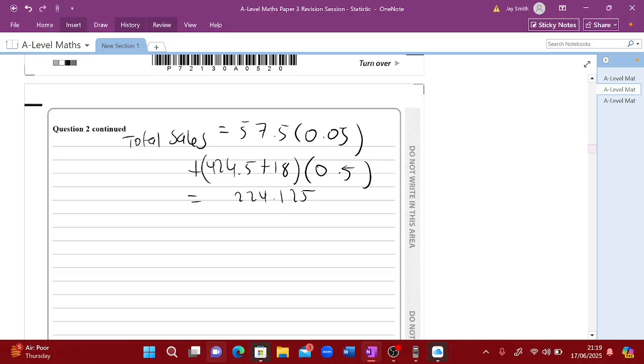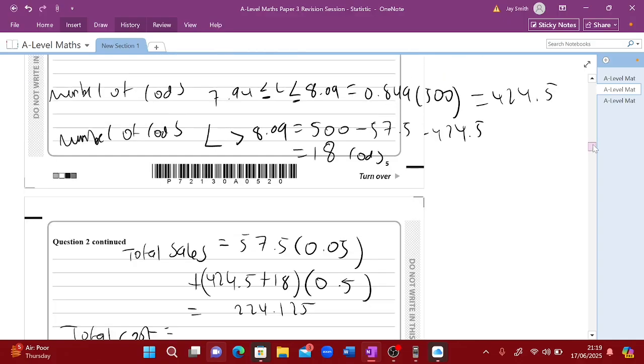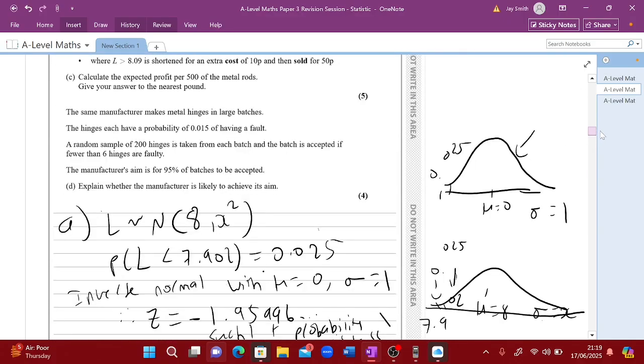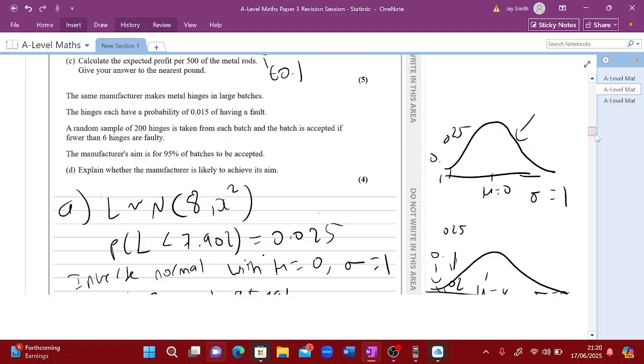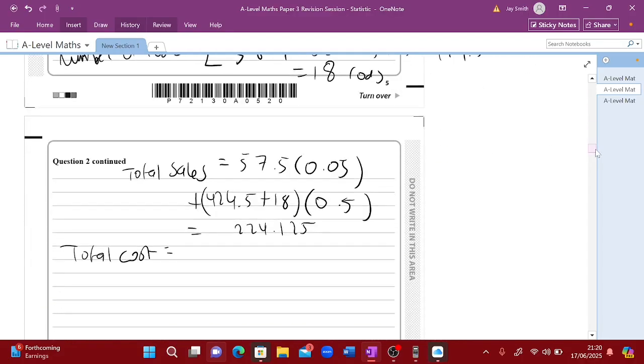Then we need the total cost, and that's the cost to make each particular rod. Let's have a look. We are told the cost of producing a single rod is 20p. That's going to be 0.2. And the first two don't have any extra cost, but when it's greater than 8.09, then we cost an extra 10p, which is obviously 0.1. So what we're going to do is, the first two rods cost us 20p per rod. So it's going to be 0.2 lots of 57.5.